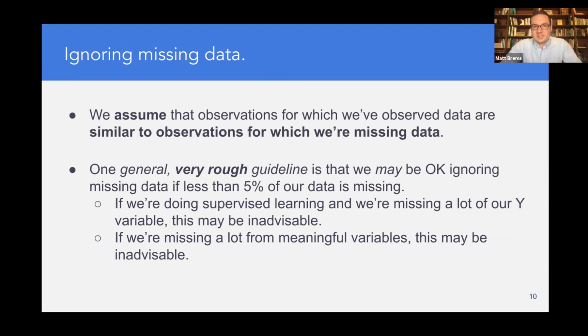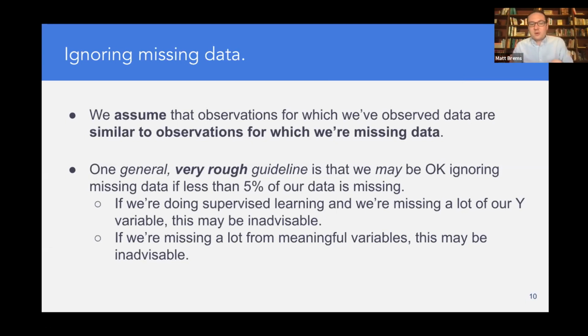Then, ignoring missing data. We can ignore missing data, and I imagine this is something that you and others may commonly do. By ignoring missing data, we assume that the observations for which we've observed data are similar to those observations for which we're missing data. And that's often not a great assumption for us to make. If we've got a very, very small amount of missing data, that might be an okay thing to assume, but this is an implicit assumption, and we need to be aware of those assumptions when we're trying to do some sort of analysis.